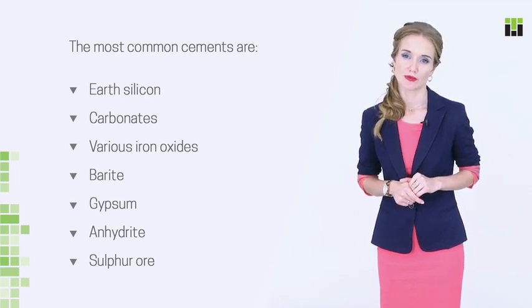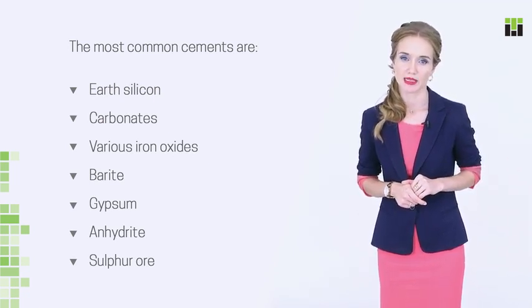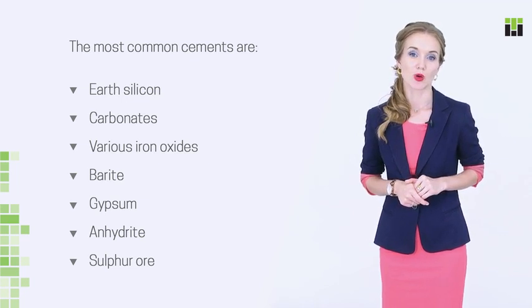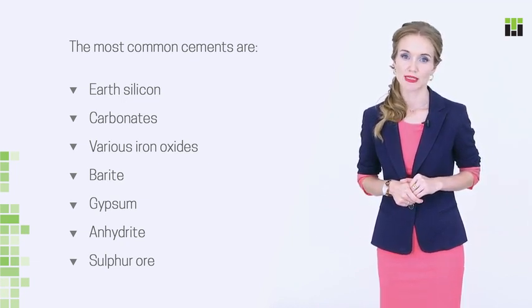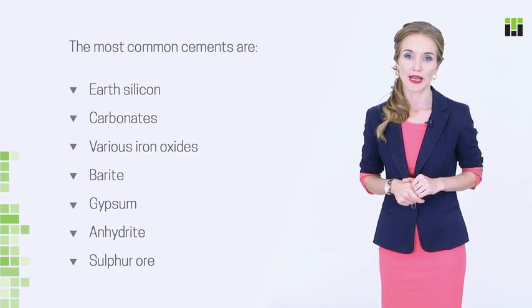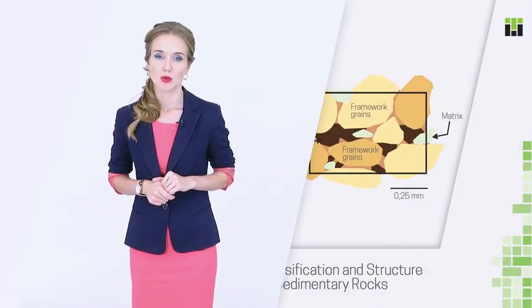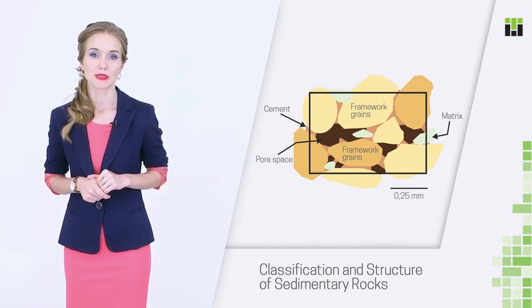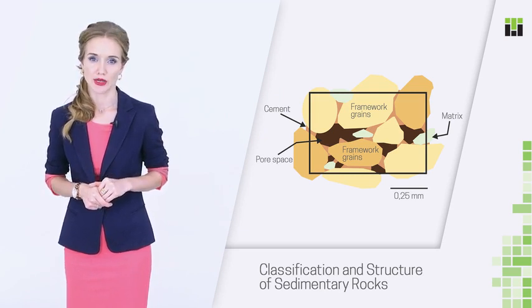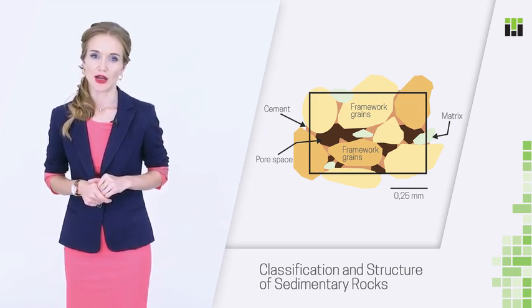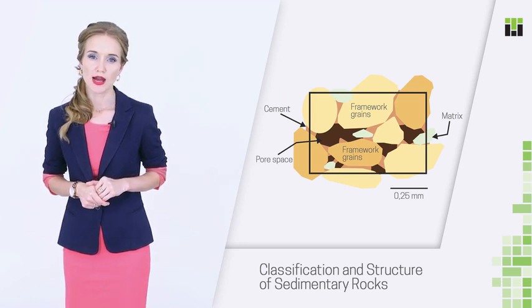Why is it so important for us to know the cement type? Imagine that we develop an oil field and decide to use acid treatment to stimulate oil production. If we know the cement type, we can select the right acid, which will be the most efficient for this rock. Pore space is void space between framework grains, the very space that contains hydrocarbons. Thus, the larger the pore space, the more hydrocarbons may be accumulated in this rock.